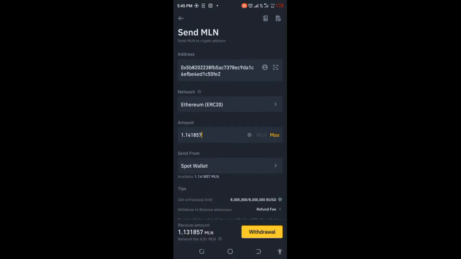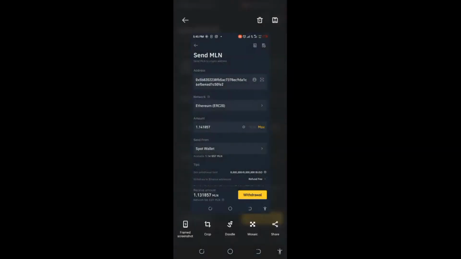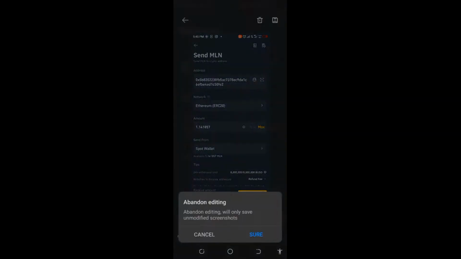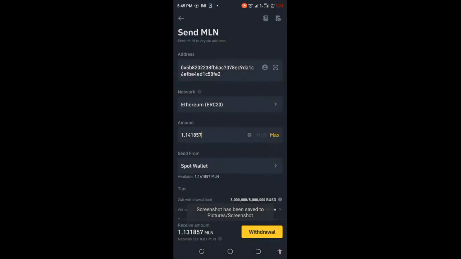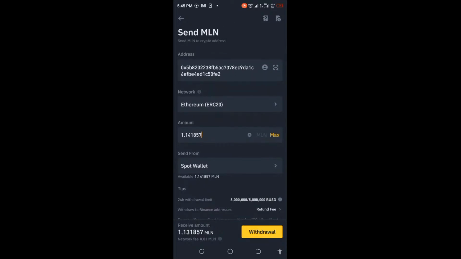So let's go ahead. I'll just take a screenshot. We're going to receive 1.13. As you can see here, we're going to receive 1.13. Okay. So we're going to see 1.1313. That is fine. It was 1.14, but they've taken out 0.1. Okay. So that's fine. Let's go ahead and click on withdrawal.